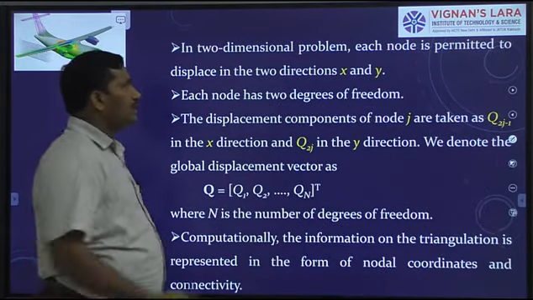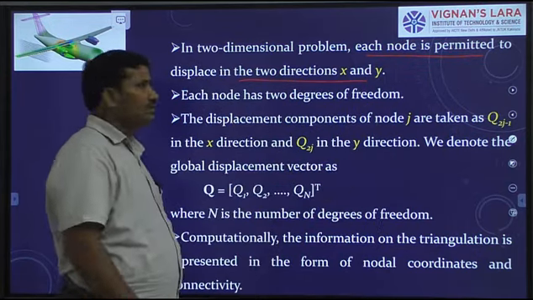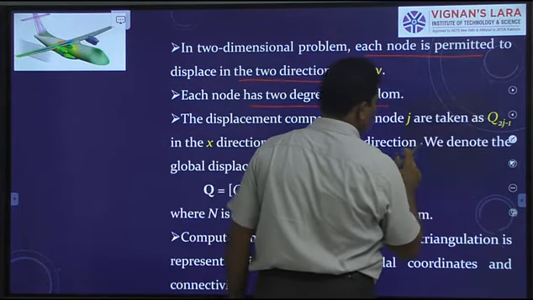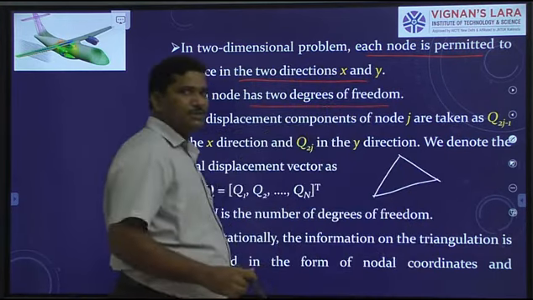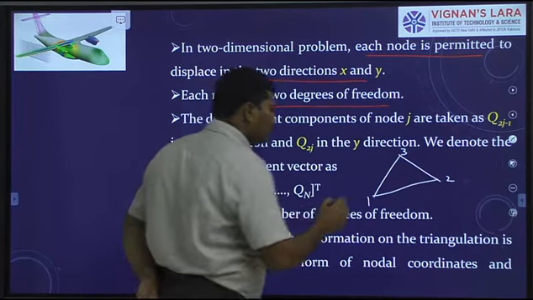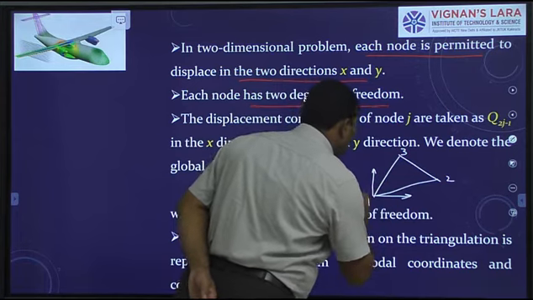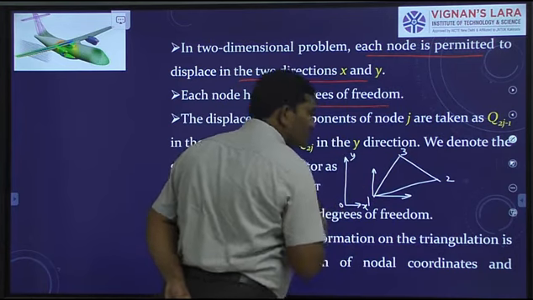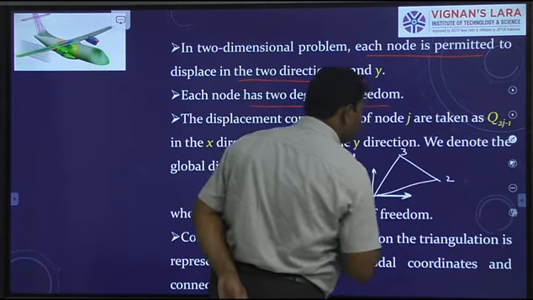In two-dimensional problems, each node is permitted to displace in the directions of x and y, as I said, and each node has 2 degrees of freedom. If you take a CST element like this, or linear displacement triangle, which has how many nodes? 3 nodes. Now, node 1 has 2 displacements, one in the direction of x-axis, the other in the direction of y-axis. OXY is the global reference frame. Now, node 1 displaces in the direction of x-axis like this.